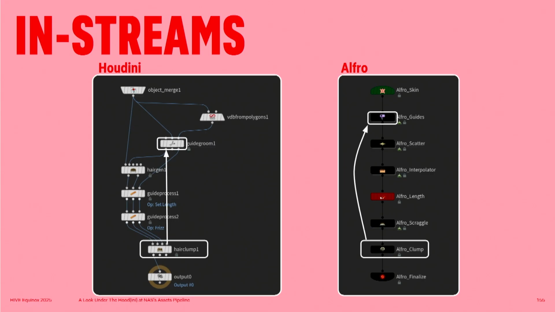Usually that's the last node that modified that data, and in this case, that's the Alfro guides node at the top there. Another quick example, let's also grab the skin marked in red here. In Houdini, we would traverse the graph and find it, but in Alfro, we don't. Alfro jumps straight to the node that last modified the skin, which is the one up top.